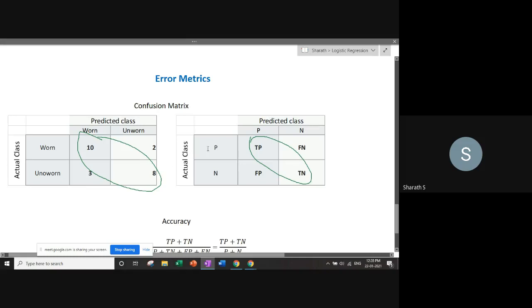When the actual class in your data is P, and you also predicted P, maybe P you can call as 1, N as 0. So then 1 versus 1, P versus P, these are known as true positives. And if you have 1, but you predicted wrongly as 0, then it is a false negative.